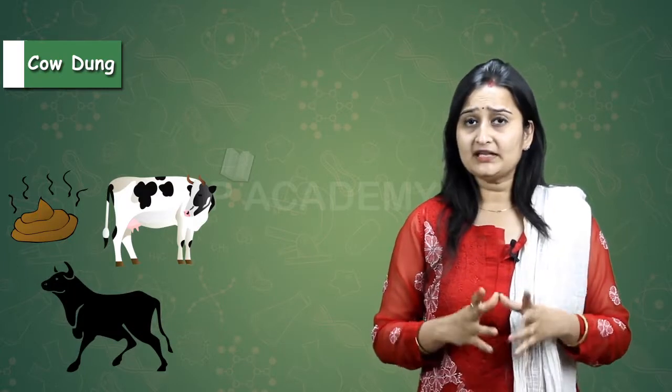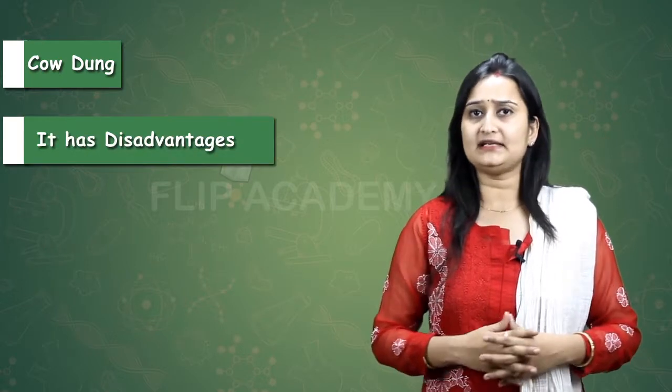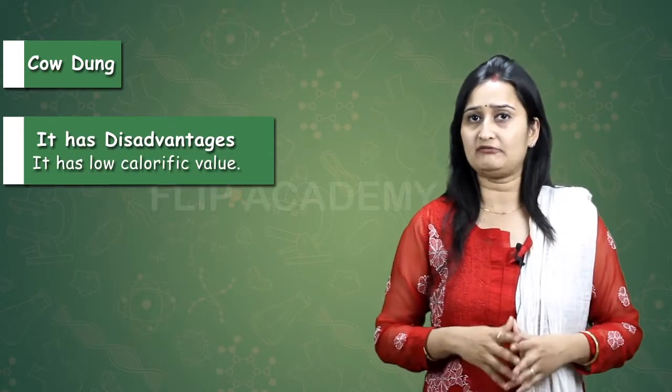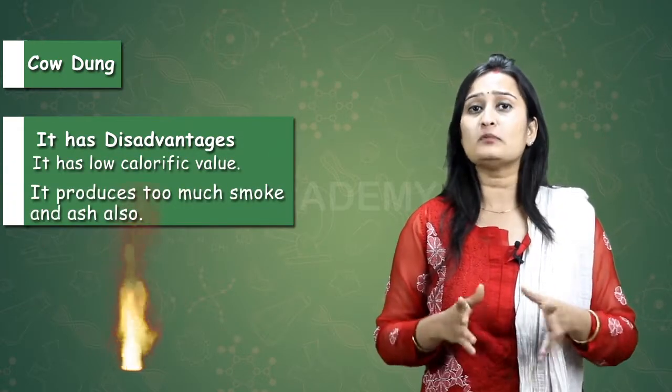Second source of energy is the cow dung. The cow dung is basically the excreta which we get from the cattle like cow and buffalo. This cow dung is dried in sunlight and then it acts as a fuel. It is used for cooking food and to provide heat energy by burning. But it has a disadvantage that it has a low calorific value and it produces too much smoke and ash also. In order to replace this cow dung, the alternate form of cow dung is biogas.